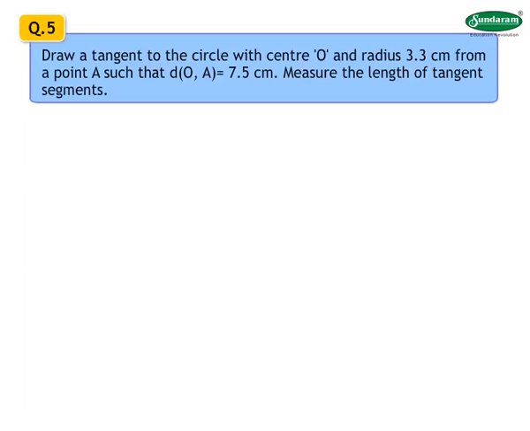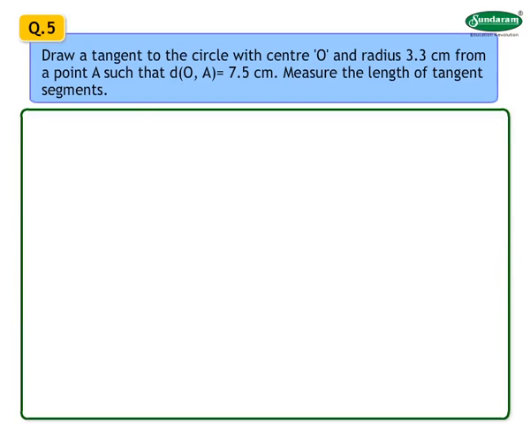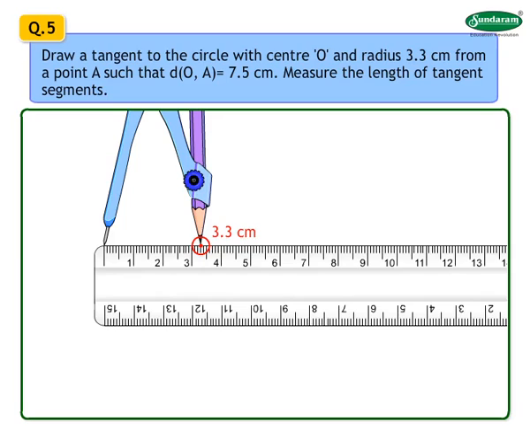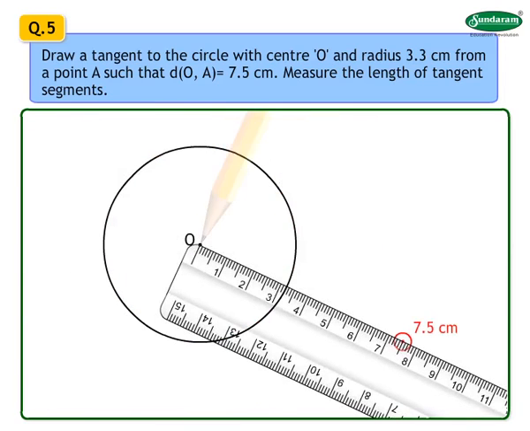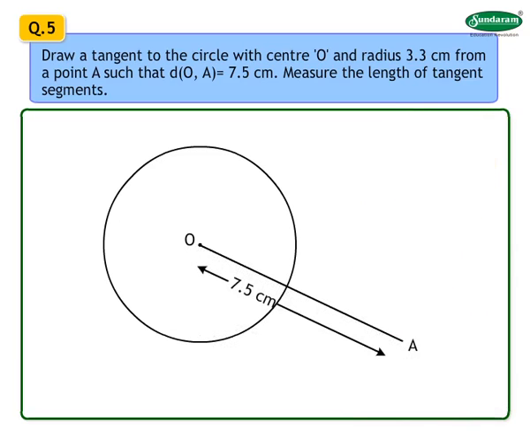Question 5. Draw a tangent to the circle with center O and radius 3.3 centimeters from a point A such that distance OA is equal to 7.5 centimeters. Measure the length of the tangent segments. Solution. Draw a circle with radius 3.3 centimeters with center O. Now, take a point A such that distance OA is equal to 7.5 centimeters.